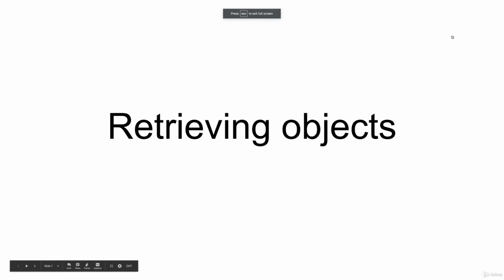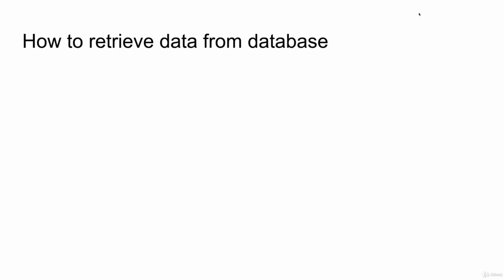Now that we know how data is actually stored in the database, let's now learn how to retrieve data or retrieve objects from that particular database. Now in Django, there's actually a method which allows you to retrieve data from the database, and in Django we retrieve data from a database using something which is called a query set.